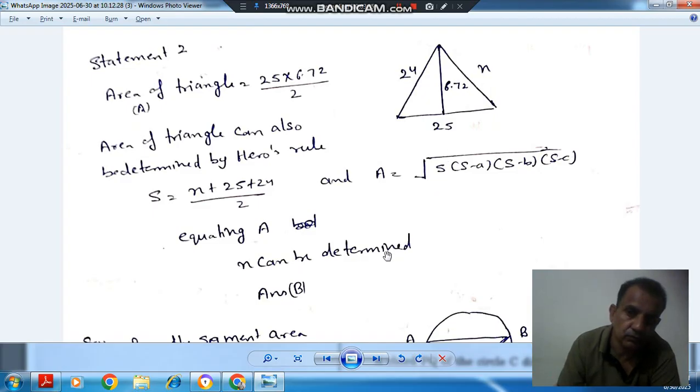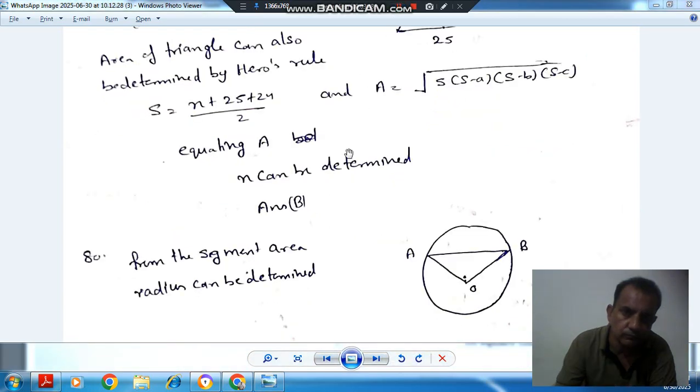Now we have this area in terms of x. Equating these two areas we can determine x. Hence the question can be answered by both the statements individually. The answer is option B.